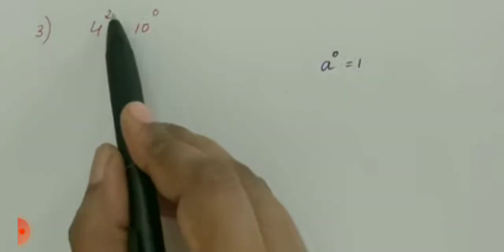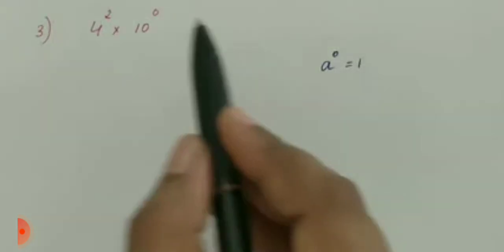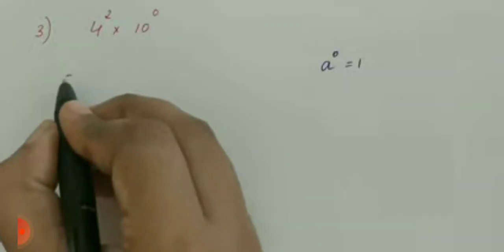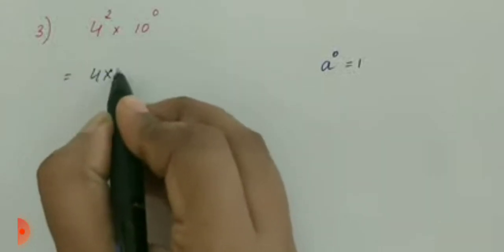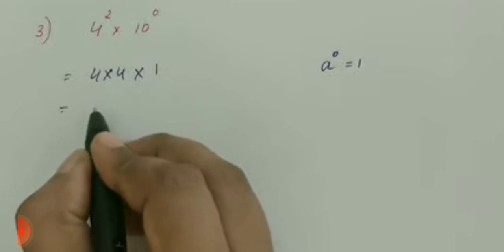Third question, 4 square into 10 to the power of 0. We know a to the power of 0 equal to 1. So 10 to the power of 0 equal to 1. 4 square equal to 4 into 4 into 1. 4 into 4, 16.